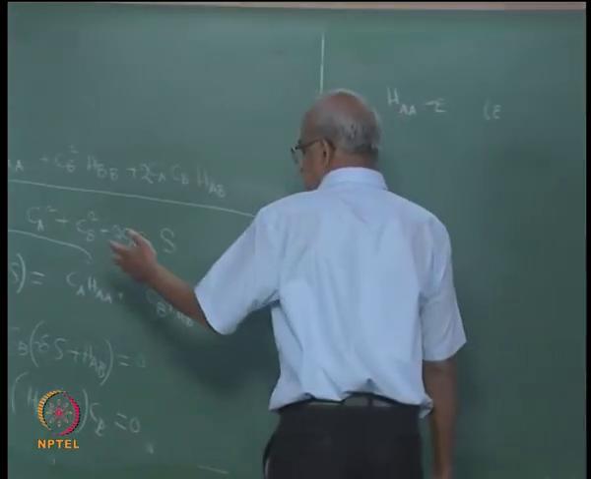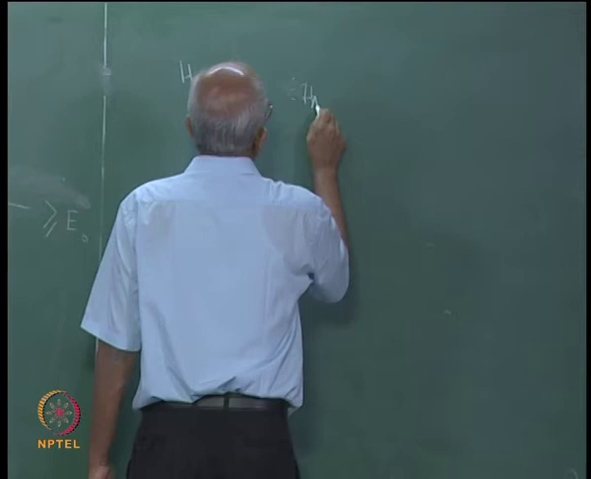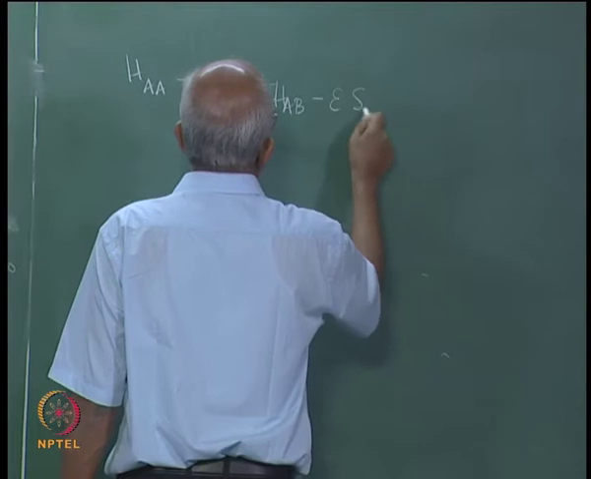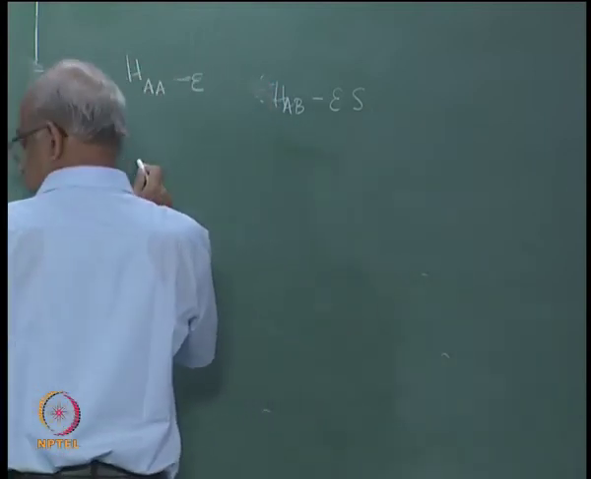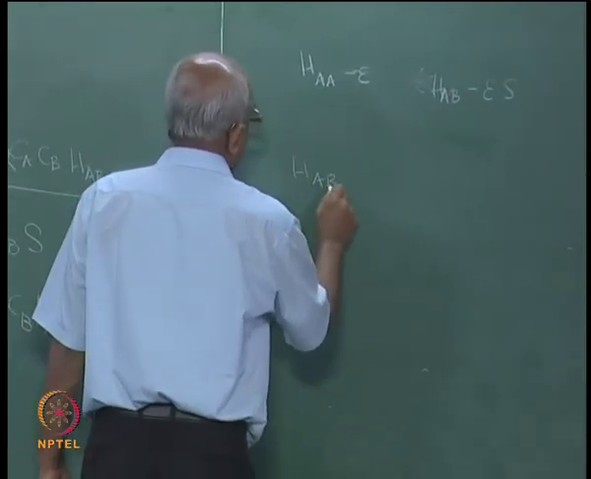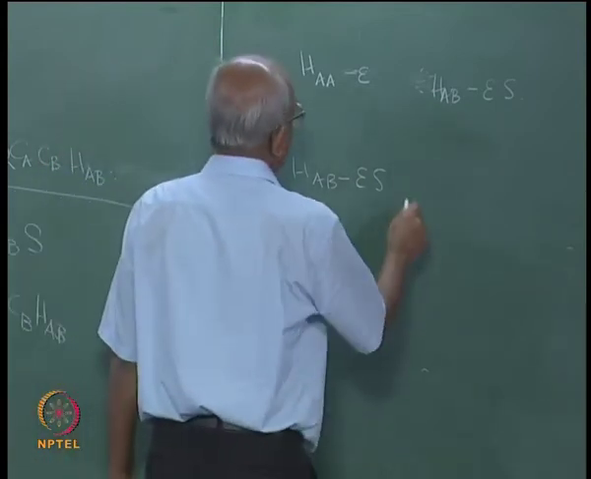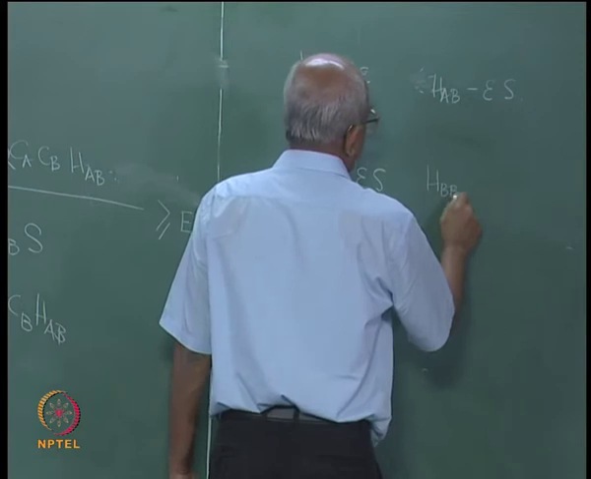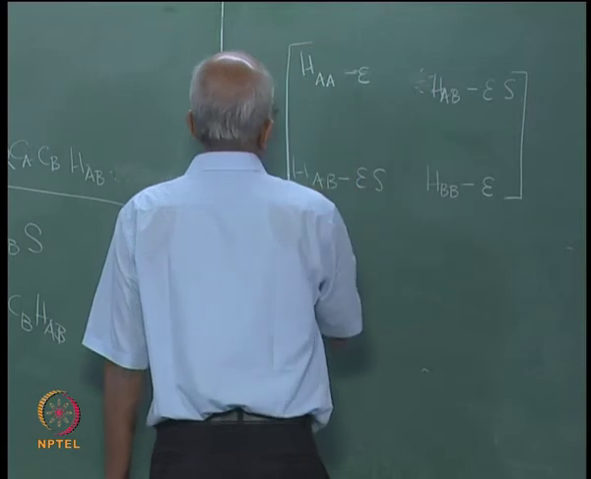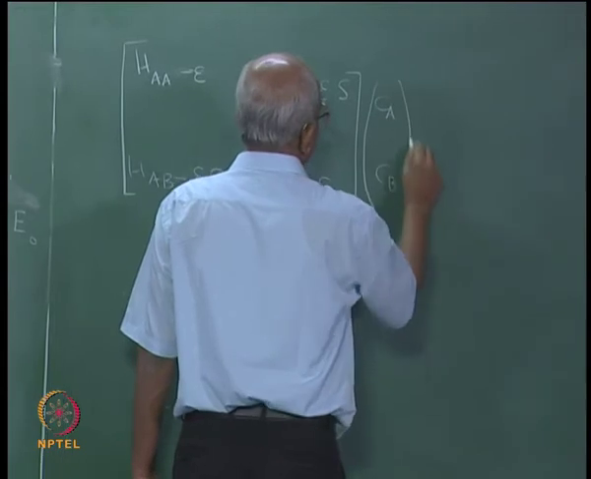So, I can say that this equation is going to be written as HAB minus script E into S, and here the same kind of thing, HAB minus script E into S, and HBB minus script E, multiplying CA, CB, must be equal to 0.